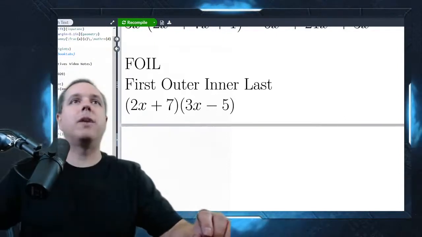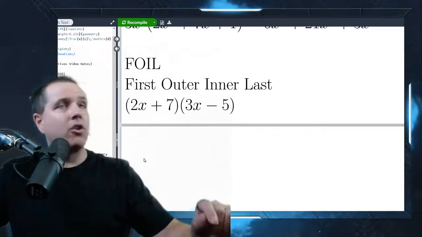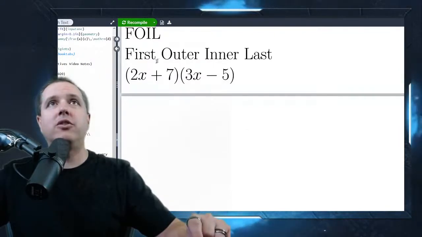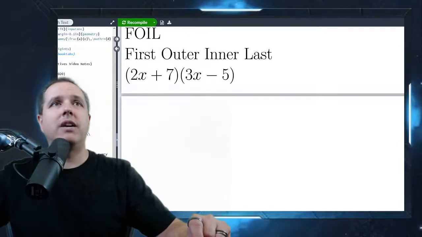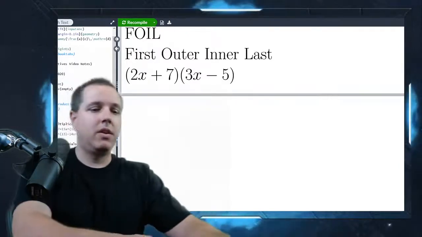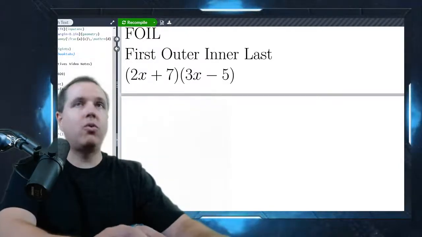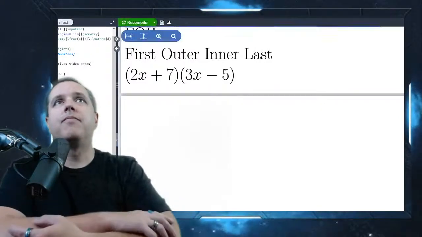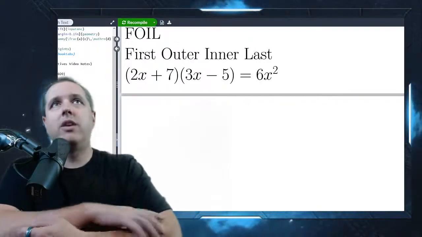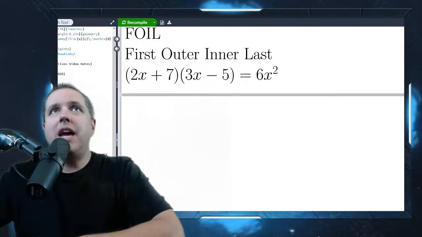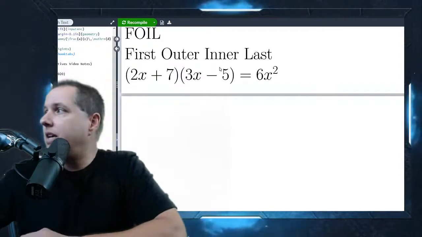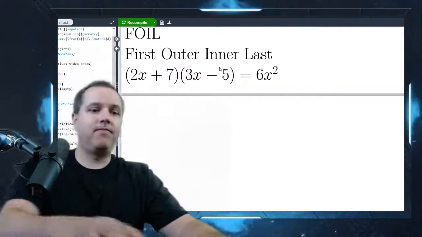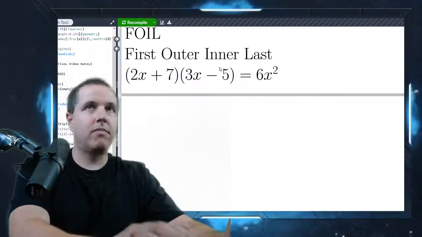It's weird. Okay. So I'm going to go through and do FOIL on this. First means the first terms in each polynomial. 2x times 3x equals 6x squared, right? Okay, 6x squared. Now I do the outer. That's the outer terms. 2x times negative 5 is negative 10x.